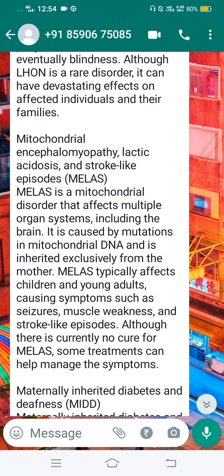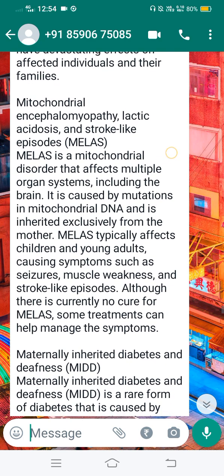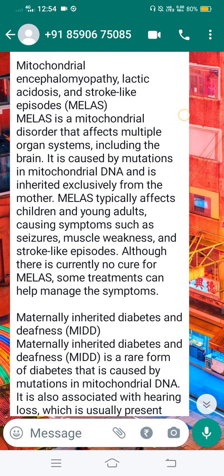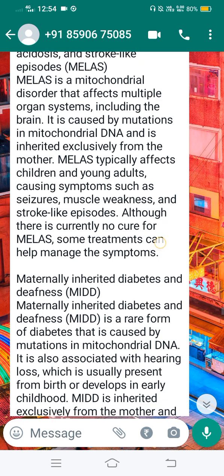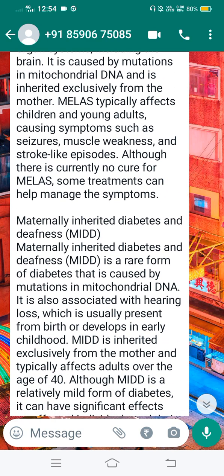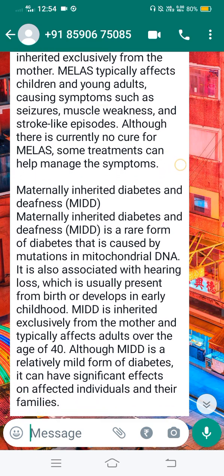Next is mitochondrial encephalomyopathy, lactic acidosis, and stroke-like episodes, which is shortly represented as MELAS. MELAS is a mitochondrial disorder that affects multiple organ systems, including the brain. It is caused by mutations in mitochondrial DNA that is inherited exclusively from the mother. MELAS typically affects children and young adults, causing symptoms such as seizures, muscle weakness, and stroke-like episodes. Although there is currently no cure for MELAS, some treatments can help manage the symptoms.